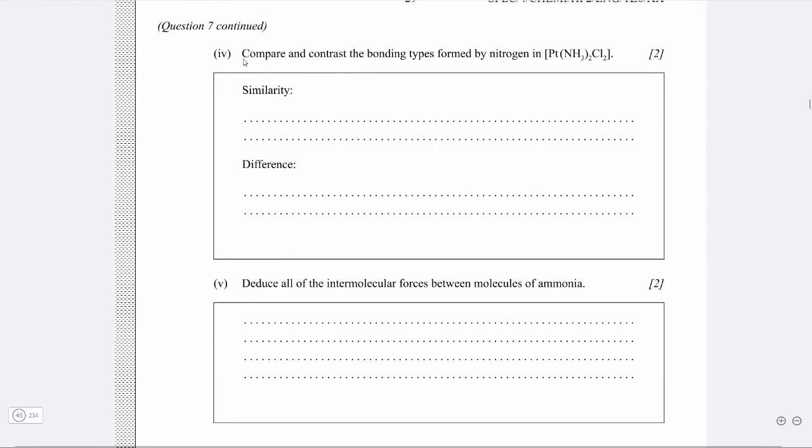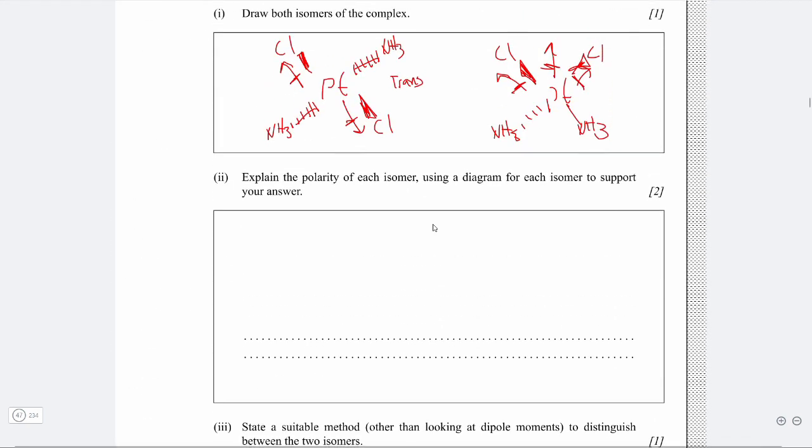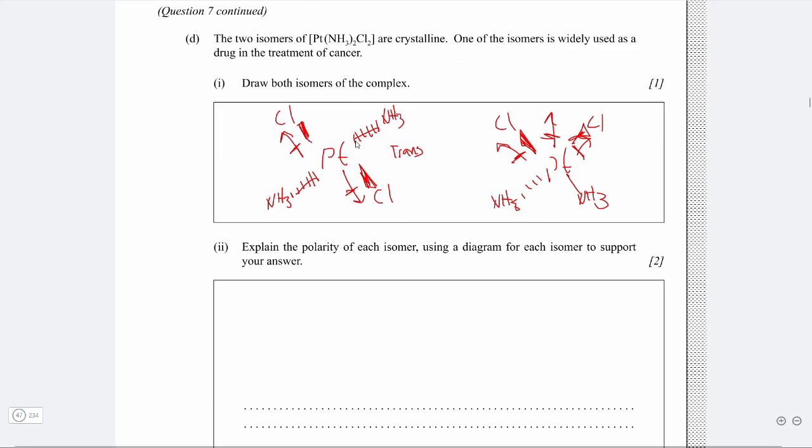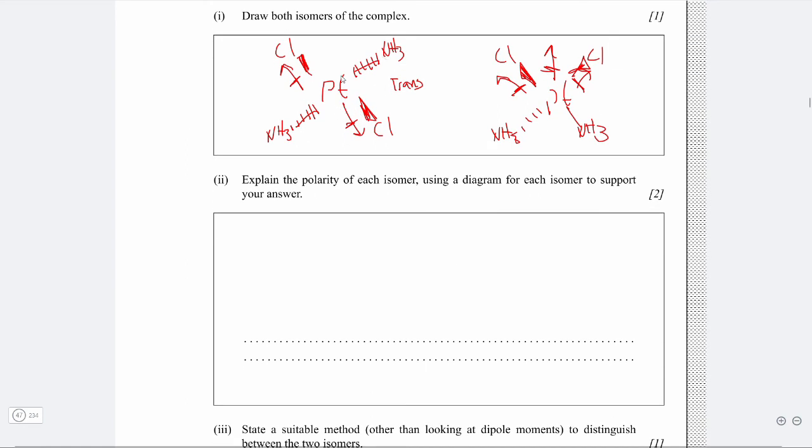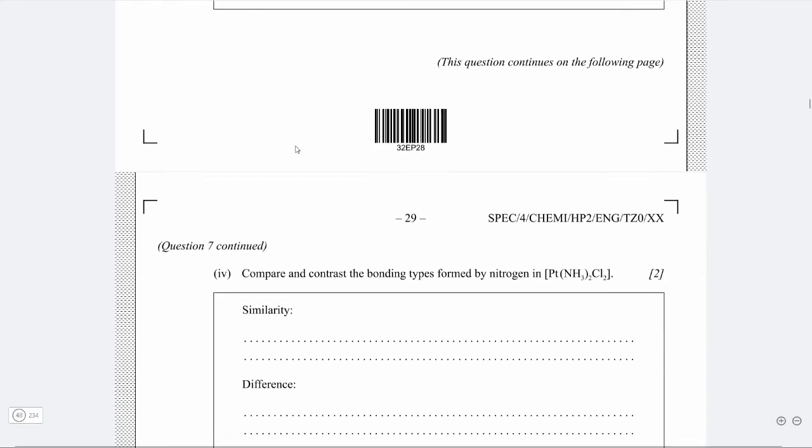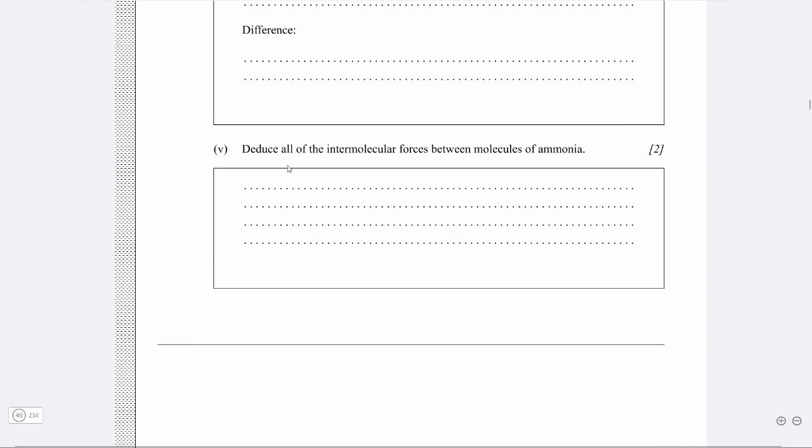Okay, 2 more questions. Compare and contrast the bonding types formed by nitrogen in the complex. So we have 2 types of nitrogen bonds. The one here between the nitrogen and the platinum, and one between the nitrogen and the hydrogen. So both are covalent bonds, but this one is a coordinate bond, because you have the nitrogen lone pair here attacking the platinum, while here you're sharing the electrons. So that's the difference. One similarity and one difference.